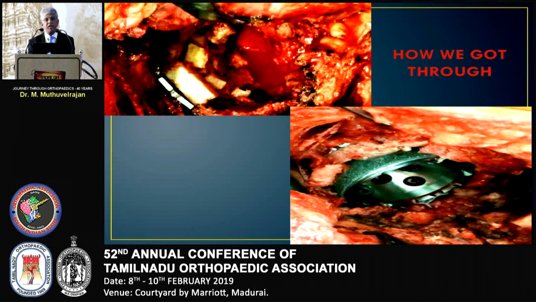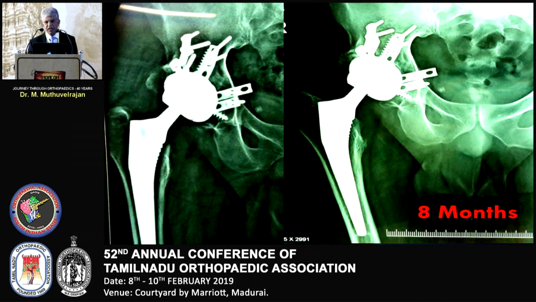In this case, what we did was we tried to convert the segmental defect into a contained one by using a plate osteosynthesis and impaction bone grafting, and we used a multi-hole hemispherical cup. Even though we didn't have a good rim fit, he went on to do well, and you could see that down the line at 8 months you could appreciate even the posterior wall of the acetabulum is reforming.